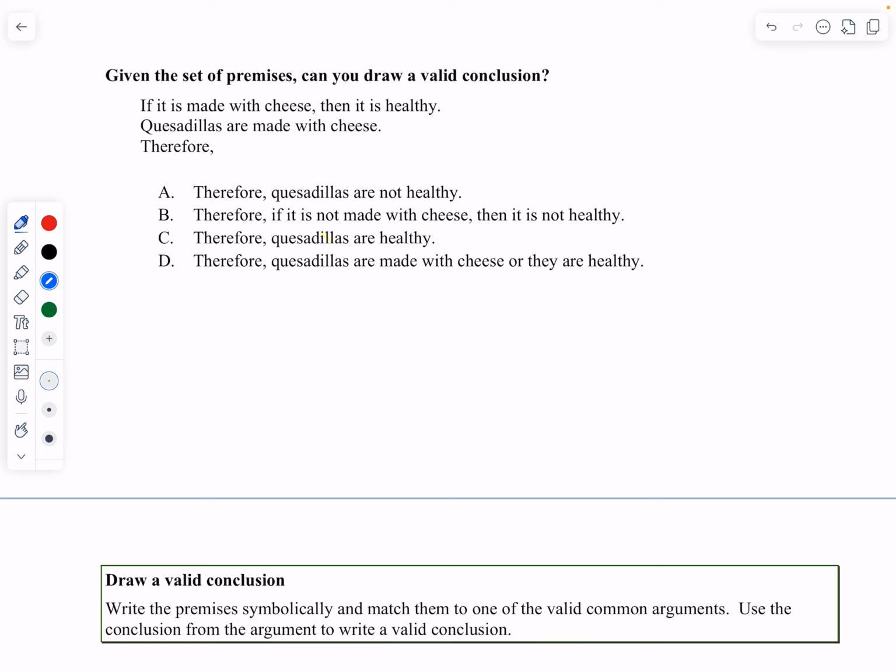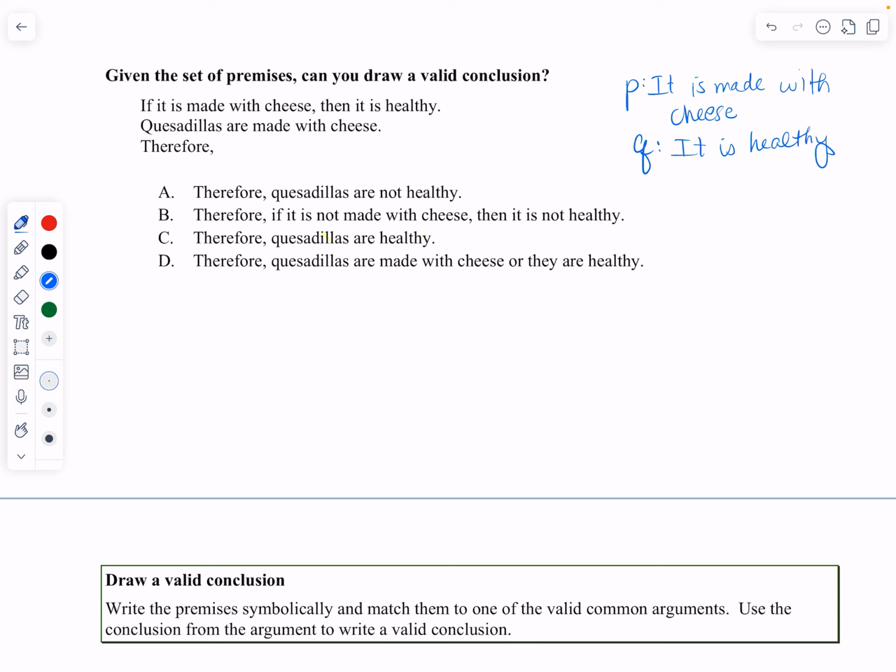Given the set of premises, can you draw a valid conclusion? Okay, so this one's having us come up with a conclusion. So again, what I'm going to do is write things up in symbols, and then we're going to pick out what the conclusion should be. So if it's made with cheese, then it is healthy. So let's let P equal it is made with cheese. And let's let Q equal it is healthy.